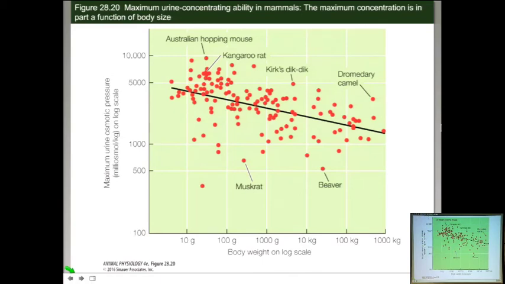See, there's a couple of ones that vary here. The muskrat and the beaver, they live in a water environment, so they have more access to environmental water. And the dromedary camel, the dik-dik, and the kangaroo rat, the Australian hopping mouse, these four animals live in a desert. You can read about them in chapter 30 when we get to it, and how they handle water loss. But they have a much higher ability to concentrate urine than their body size alone would predict. So you have environmental as well as metabolic drive to the phenotype of osmotic pressure concentration in urine.